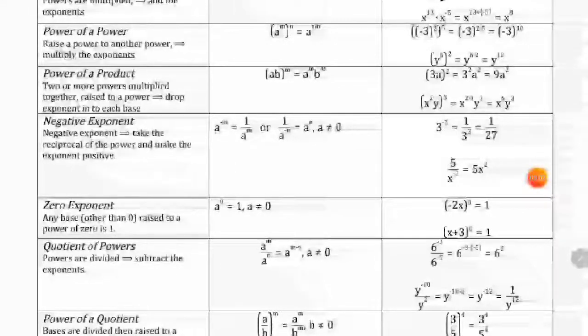So for example, we have 3 to the negative 3 right here. And then, since we have a negative exponent, we can move it to the denominator and make the exponent positive. So we have 1 over 3 to the third. And 3 to the third is 3 times 3, which is 9, times 3 is 27. So we have 1 over 27. And then in the next example, we have 1 in the denominator. We can move it to the numerator. So this is actually 5 to the x squared.